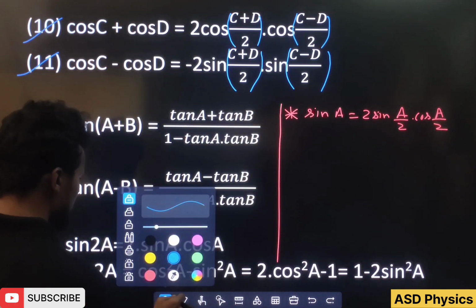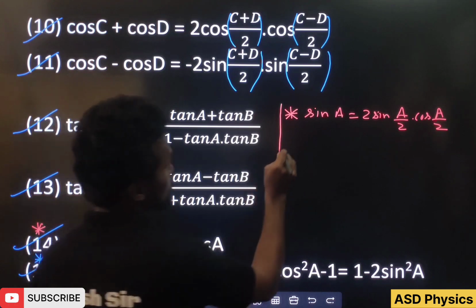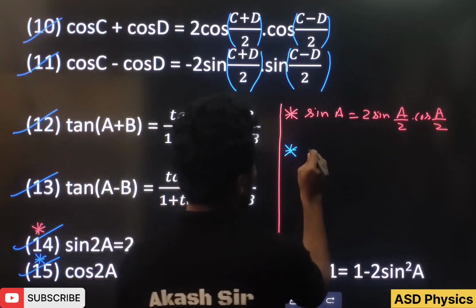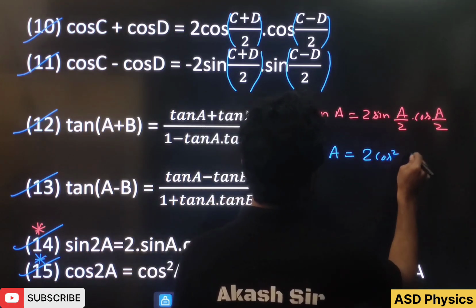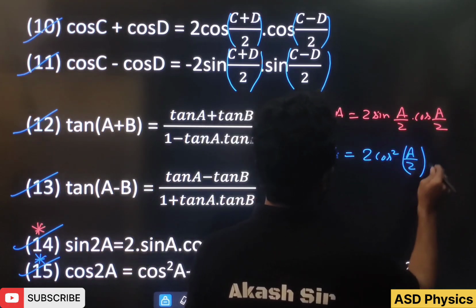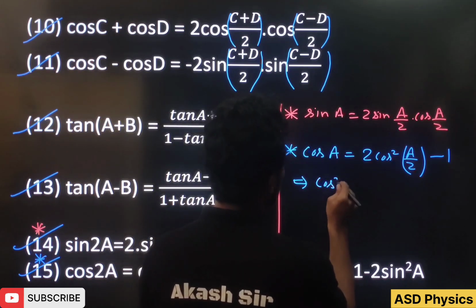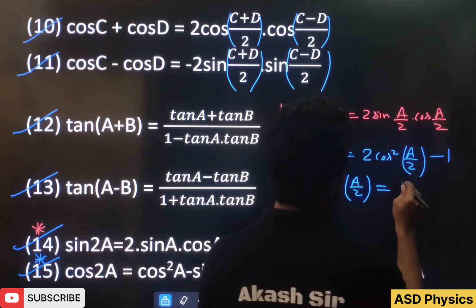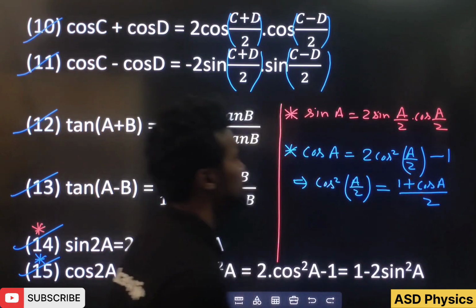Next one, students, if I talk about this one. You know cos 2A means what? 2 cos square A minus 1. So if I write cos A, what will become here? 2 cos square A by 2 minus 1. So from here, one very important formula comes: cos square A by 2 is equal to, students, you can see here, 1 plus cos A by 2. Now see here, very, very important.